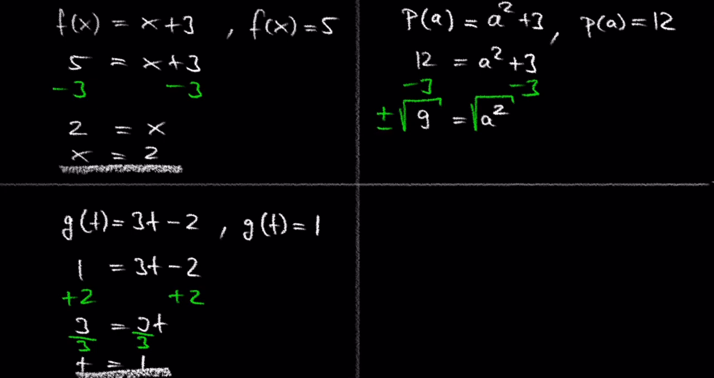The first solution is the square root of 9, which is 3. And the second solution is the negative square root of 9, which is negative 3. If you want, you can check the solutions by plugging them in for a.